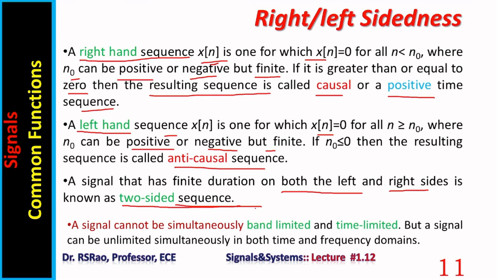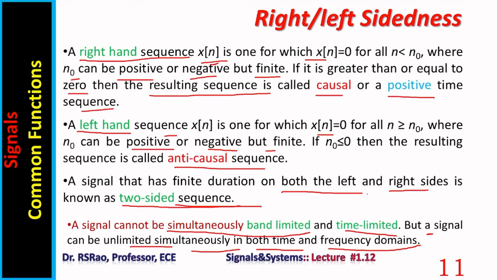These three points in the present slide are discrete time versions of the points given in the previous slide. Before closing, we consider another important point pertaining to signals. A signal cannot be simultaneously band limited and time limited, but a signal can be unlimited simultaneously in both time and frequency domains. What is this band limited and time limited?